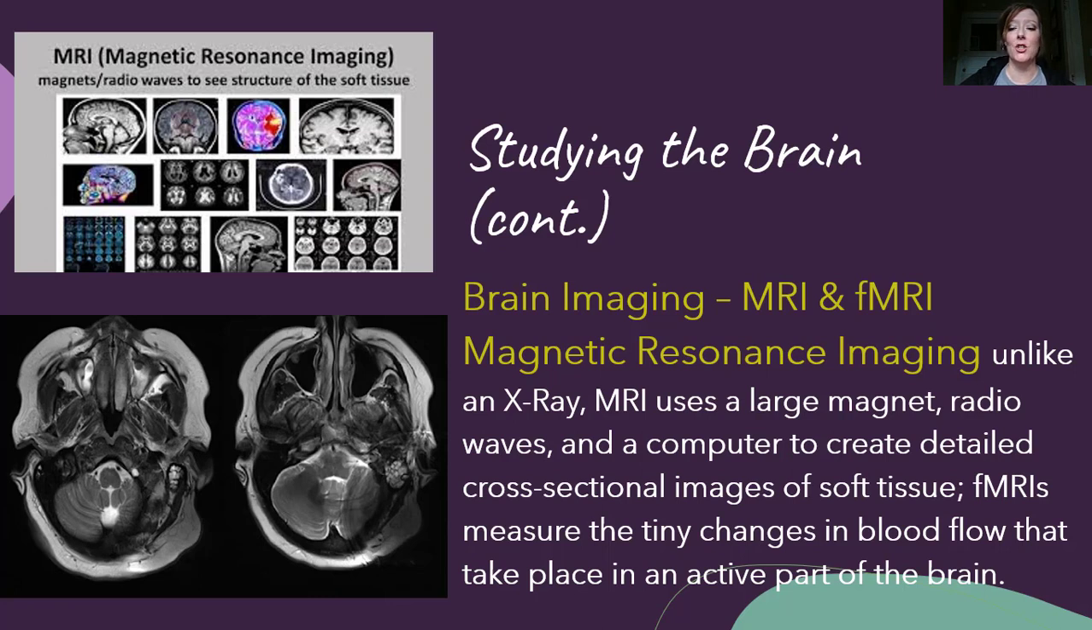fMRIs can measure the tiny changes in blood flow that take place in an active part of the brain. So while you are having an fMRI done, you are doing things like wiggling your toes or maybe even playing a musical instrument. And that way the clinician can see the different parts of the brain light up.